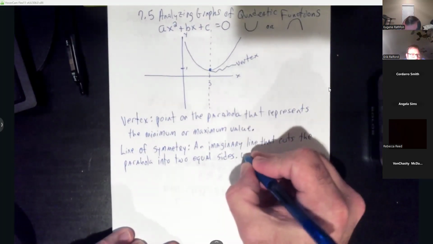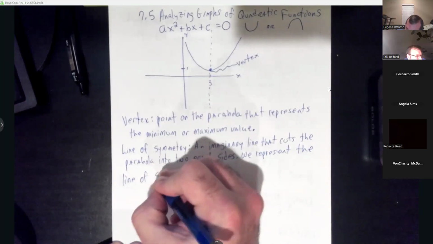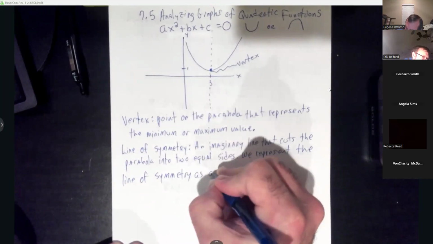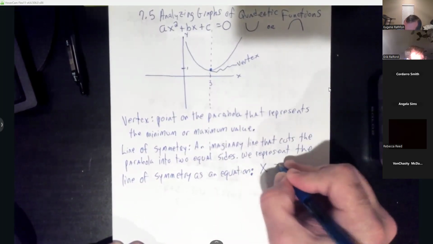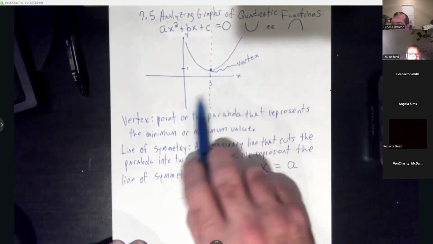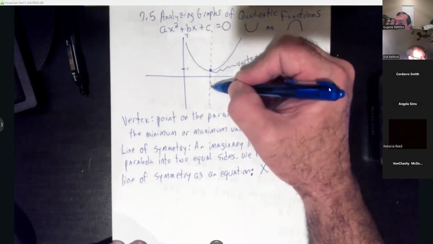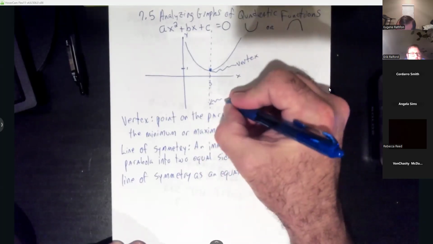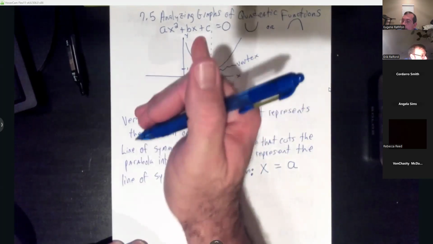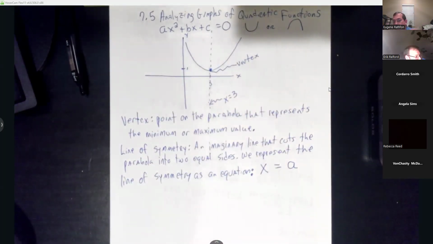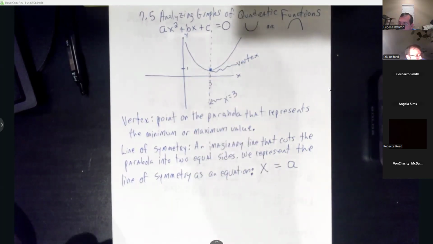Now, we represent the line of symmetry as an equation. And we always do x equals some number. So for mine, if you notice, this imaginary dotted line crosses my x-axis at 3. So for the one I've got shown here, my line of symmetry would be x equals 3. So remember, those x values gave us the vertical lines, and the y's gave me the horizontal back in that chapter, okay? So that's why the line of symmetry is an equation equal to the x value of that parabola.